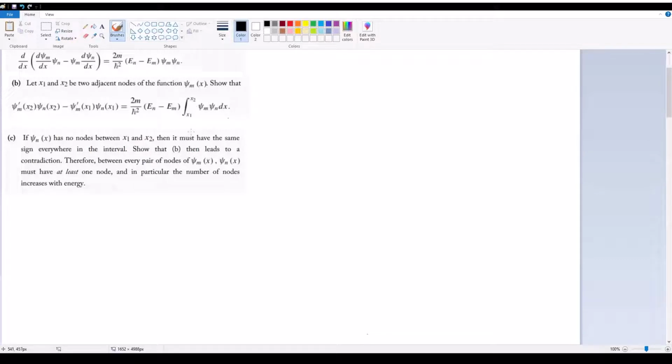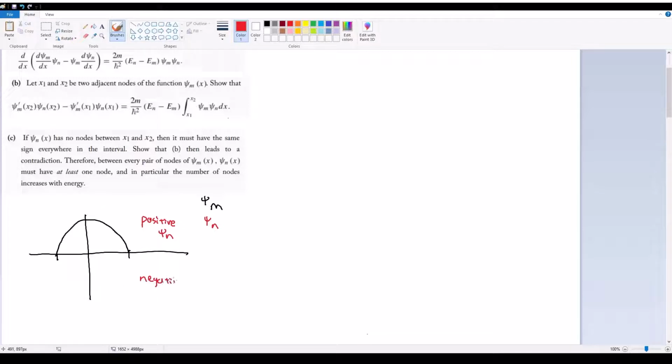So let's look at the behavior of ψm and ψn first. Let's draw ψm in black, and let's draw ψn in red. So there's a few possibilities here. First off, there's the possibility of the node of ψm being a positive node. So ψm looks something like this, and then ψn is either positive, or ψn is negative.